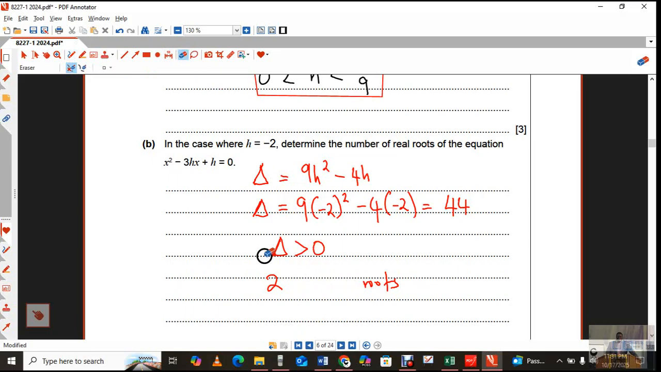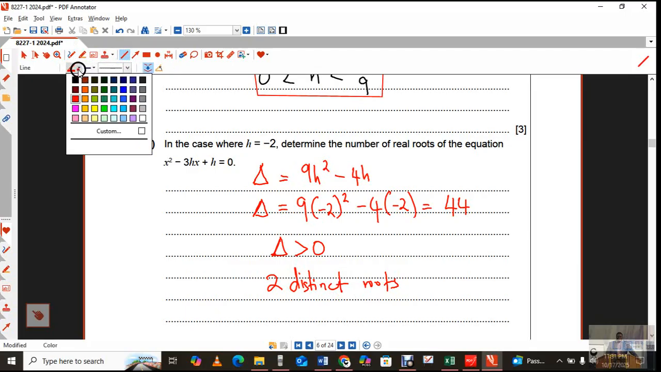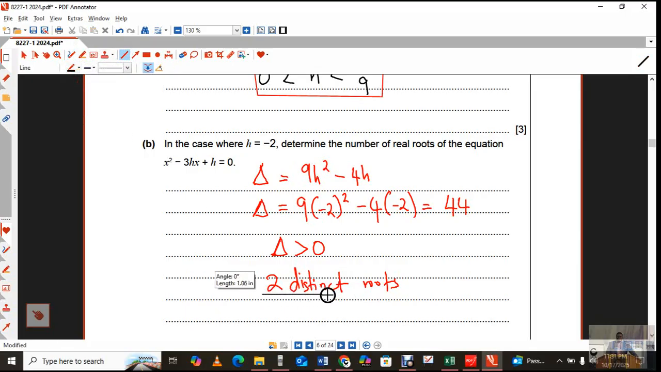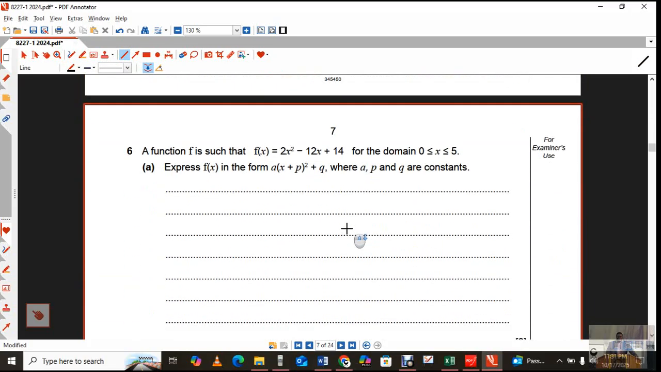Can I say 2 real roots? Okay, let's just write the word distinct nicely. All right, keyword, how many roots? They're going to be 2. Okay, so that is part B of that question.